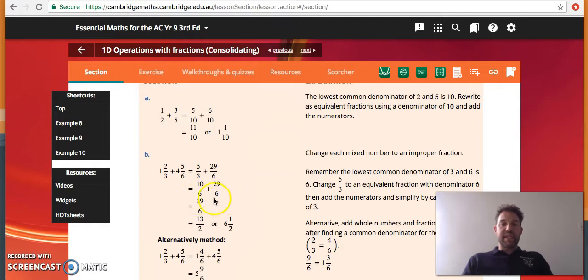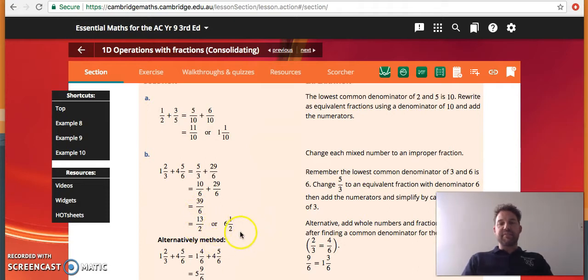So now we've got the same denominator, we can just simply add the numerators and the denominator will remain the same. 10 add 29 is 39, so it's 39/6. You can see that answer at the end has actually been simplified because we can simplify 39 over 6. So we know that 3 goes into both 39 and 6. So 3 goes into 39 13 times. 3 goes into 6 twice.